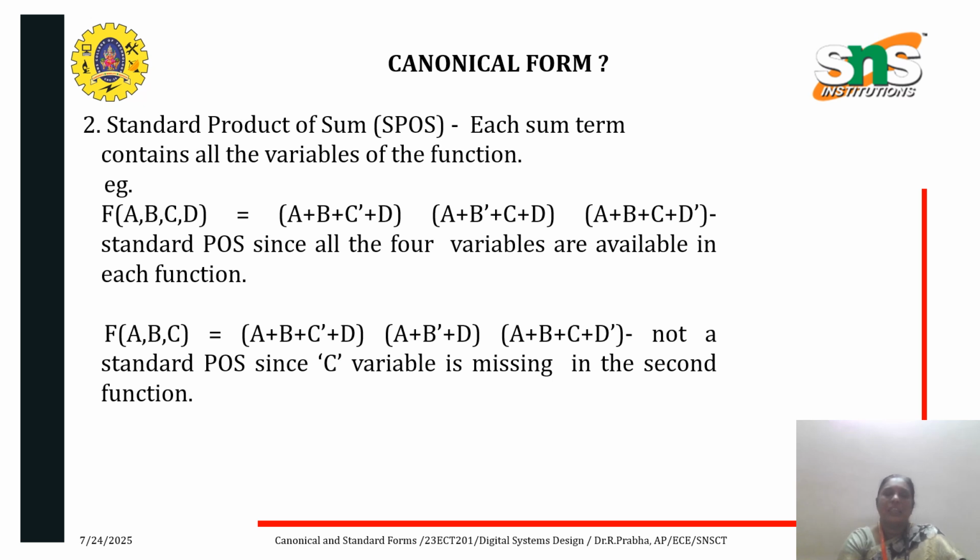And in this second example, f(a, b, c) is given by (a + b + c' + d) and (a + b' + d) and multiplied by (a + b + c + d'). So here in the second term c is missing. So this is not standard POS. So there are two terms. One is standard SOP and another one is standard POS. SOP is called sum of product. POS is called product of sums.